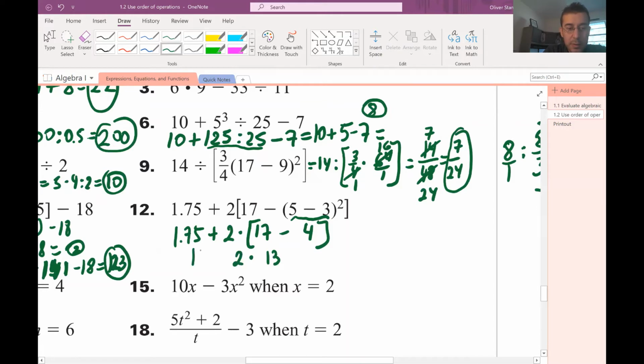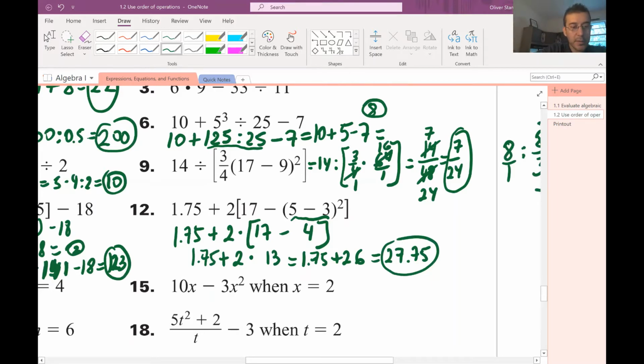And then 1.75 plus. So now we have addition and multiplication. So we're going to do multiplication first. So 1.75, 2 times 13 is 26, so plus 26. Now, when you multiply, the sign is plus because both are pluses. We're going to get to that probably later on in the future lessons. So this becomes 26, and 1 is 27. 27 wholes, and the decimal is 75. That's the answer for 12.